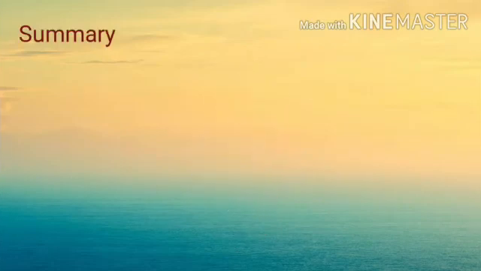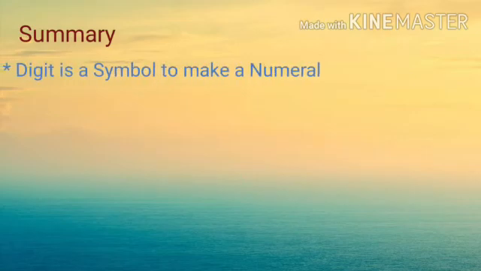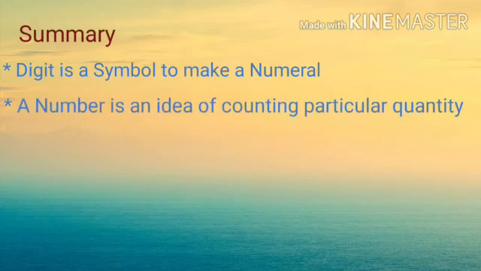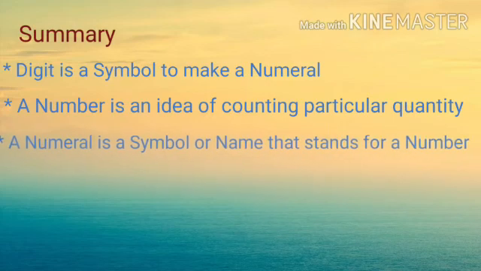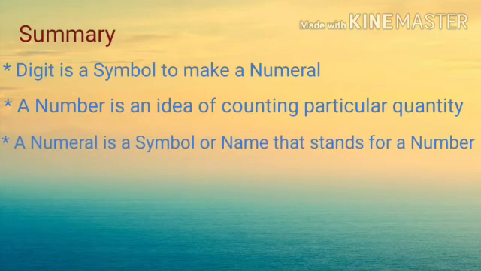So now let us take a quick summary of the points discussed. First, a digit. A digit is a symbol that makes a numeral. And a number is an idea of counting a particular quantity. And lastly, a numeral. A numeral is a symbol or a name that stands for a number.